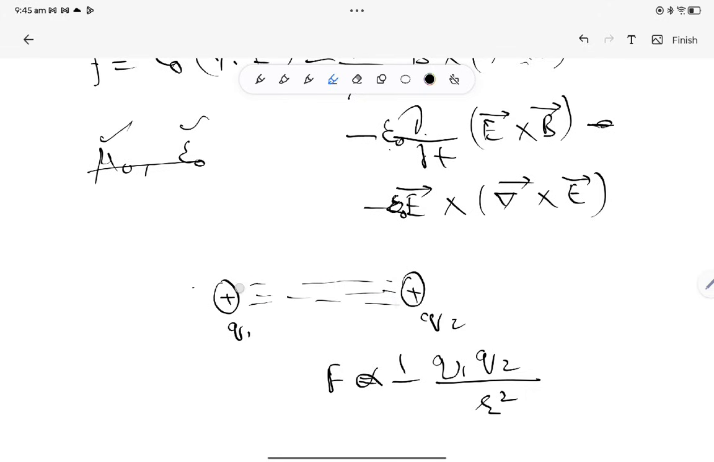Now the interesting thing is that all material media reduce this force. That means this force is lessened in presence of matter. Different material media reduce it by different amounts, but all of them reduce it. That means material media have force reducing capability, and this is expressed by epsilon. So epsilon is basically force reducing capability, and it appears here. The greater the force reducing capability of a medium, the smaller will be the electrostatic force there.